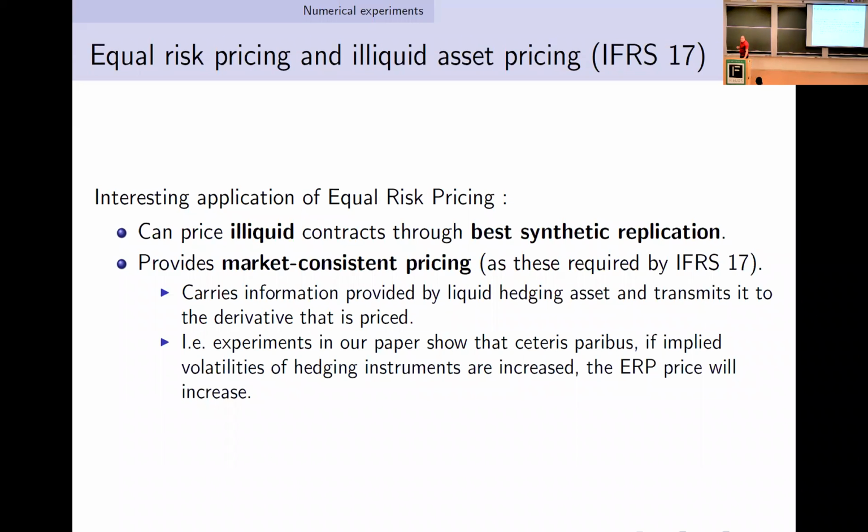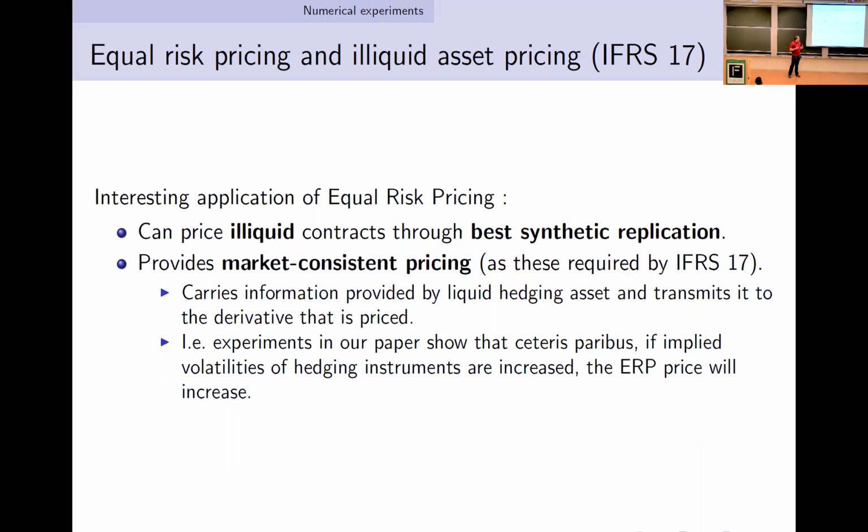Now, an interesting application of equal risk pricing is market consistent pricing of illiquid derivatives. I know this is a topic where people are looking for solutions. If you have illiquid derivatives, an illiquid option, and you're trying to price it, it might not be feasible just through marking to market. So sometimes you need an approach to use observable market inputs, and try to infer a price for that illiquid asset.